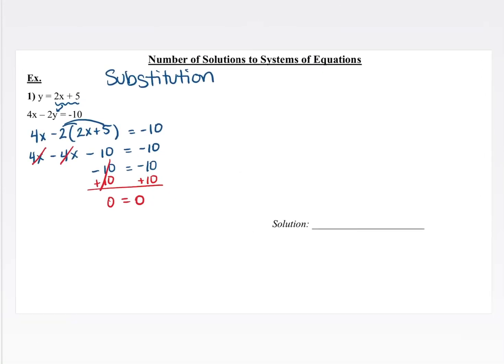Now if we ever have 0 equals 0, if we think back to topics 1 and 2, we know that this means that there is an infinite number of solutions. And I want to show you why.